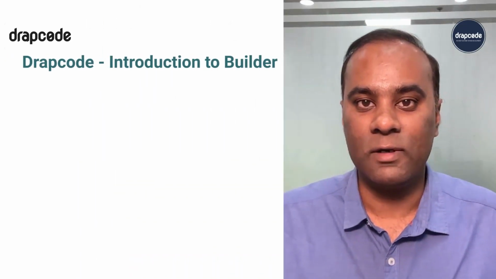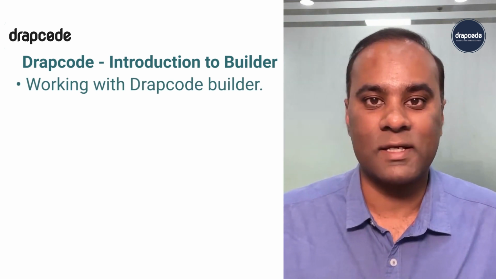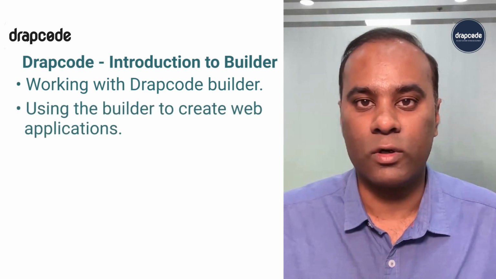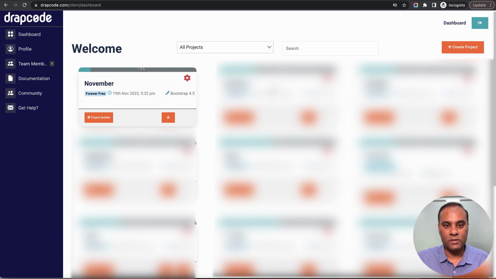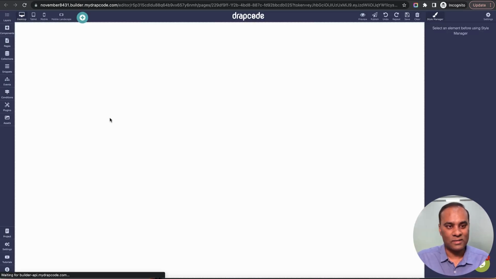So in this video, we will understand how to work with a Trapcode builder. Like what exactly this builder is, what different features are there, what different components, and how you use them to build your web application. So once you create your first project, you just go to this project builder. It opens a builder screen like this. So this is what we call builder, and it has several things. Don't get confused. We'll quickly explain one by one so that you know how to use this.